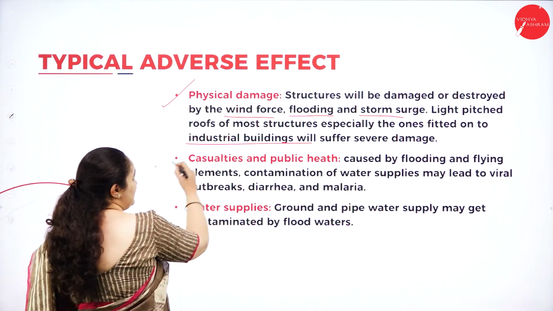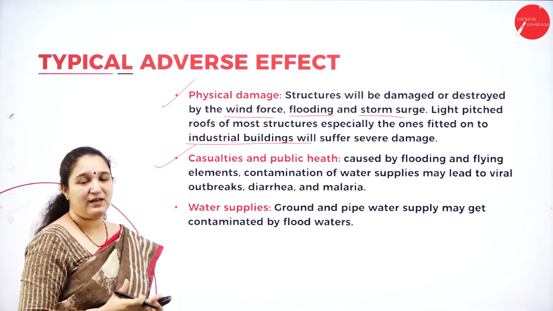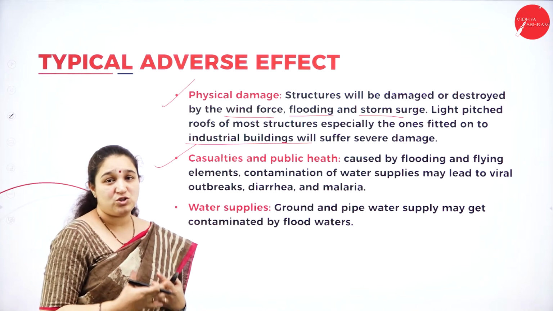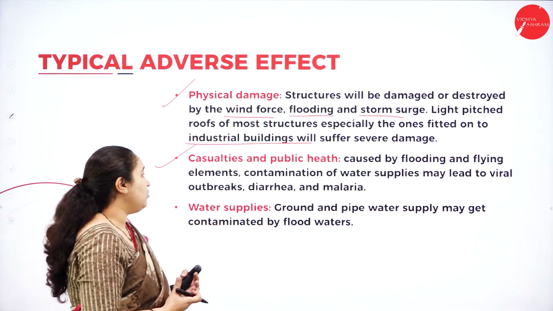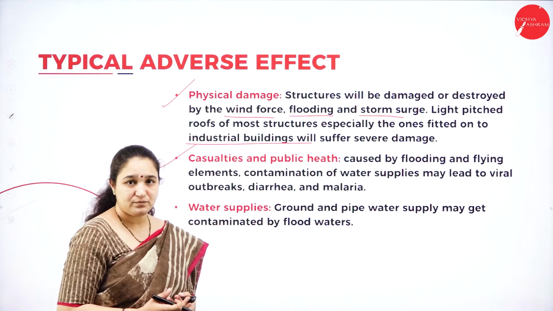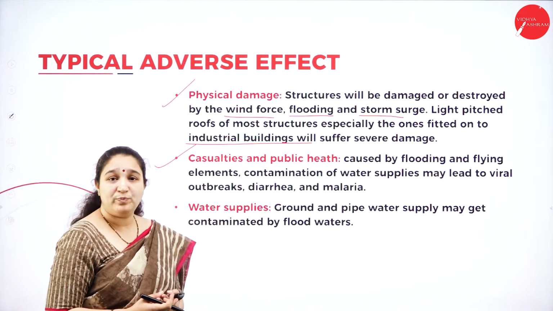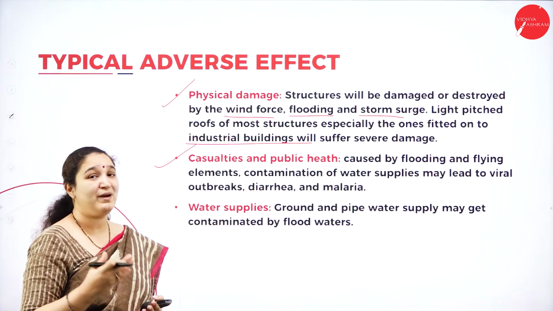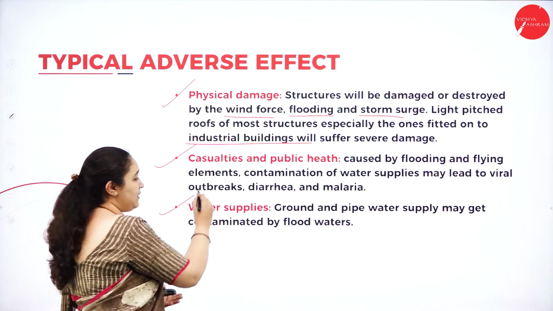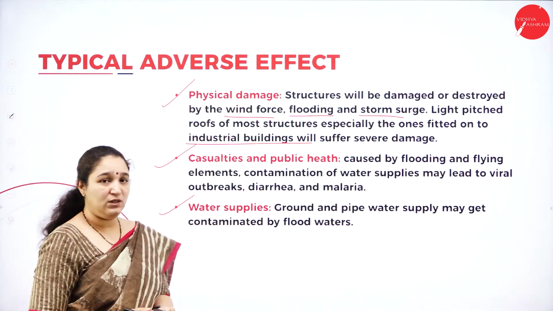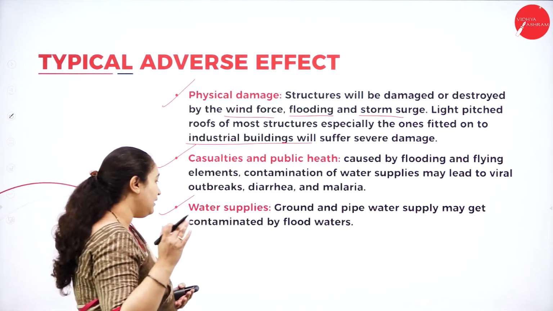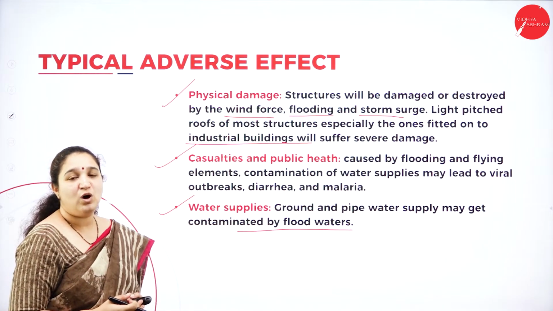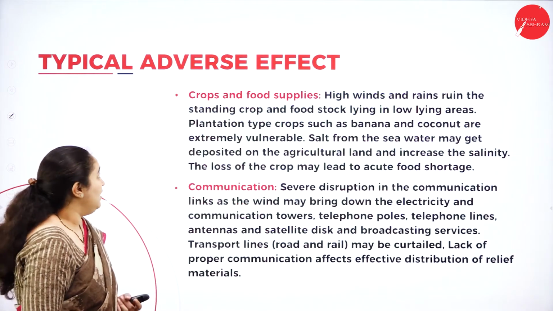Second thing is casualties and public health. Because of the flooding and because of the wind blowing in the very strong storms which are coming, this is going to contaminate the water and there can be an outbreak of diarrhea or malaria or any other disease because of the contamination of water by flooding. Next is water supplies. The ground and pipe water supplies can be contaminated by the flood water, due to which again there can be an outbreak of disease.